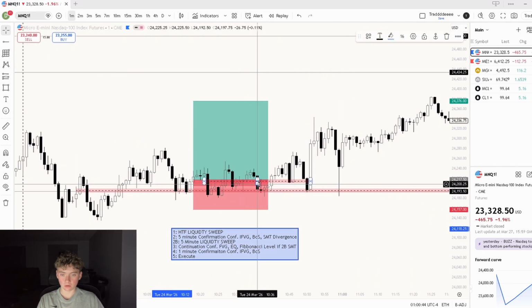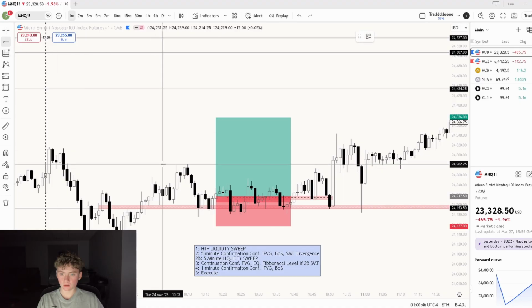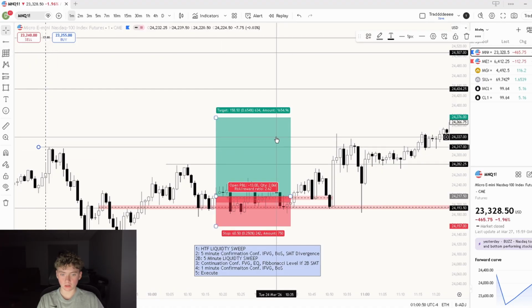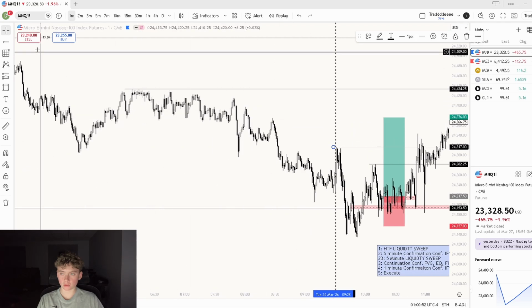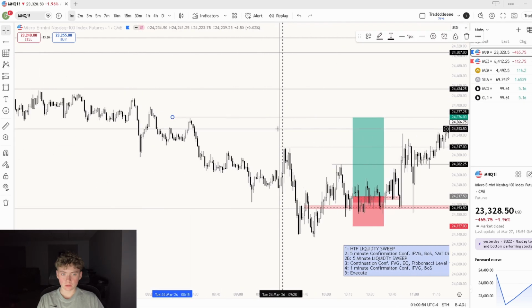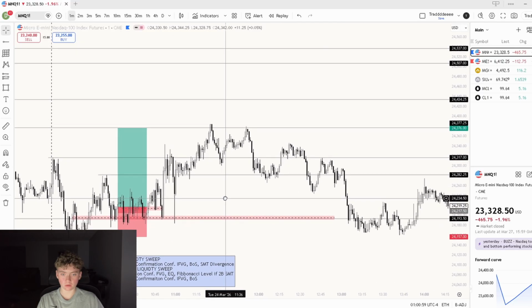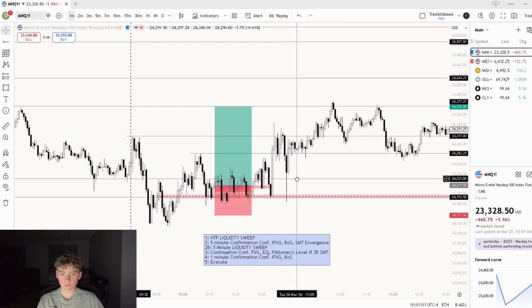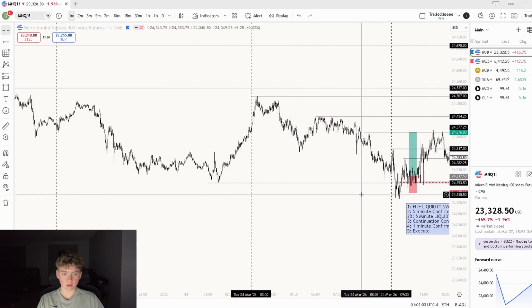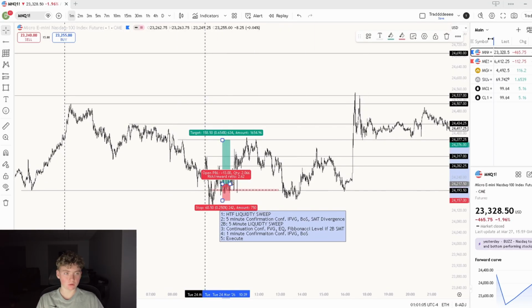So that's, what is that? It's a 1 to 2.5 RR trade. So yeah, let's see. I think we hit all of them. Yep, we did hit all of the levels. So yeah, all right. Let's get into the next example. Let's delete all this stuff.